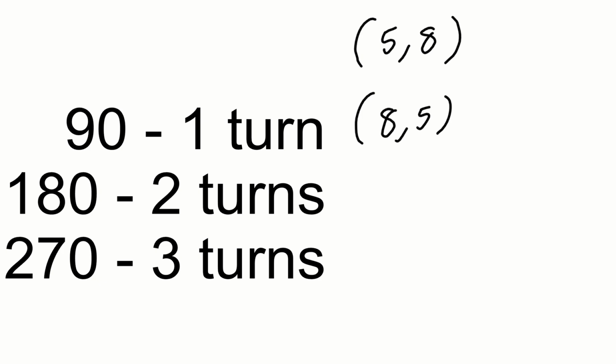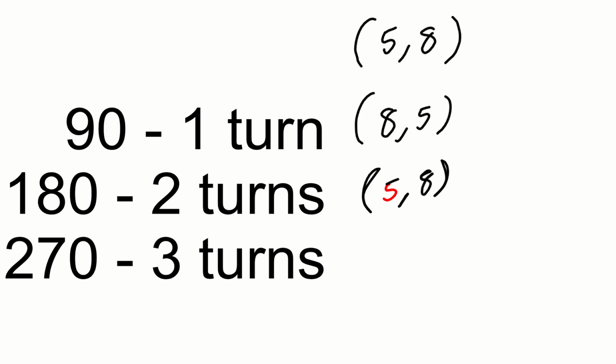5 and 8. All right, so she said 5 and 8. If I say my ordered pair to start with is 5, 8, every 90 degrees, the order on those numbers switches. So if I go 90 degrees, I'm going to end up with 8, 5. If I go 180, it's going to switch back because that's 1 more turn. So I'd have 5, 8.